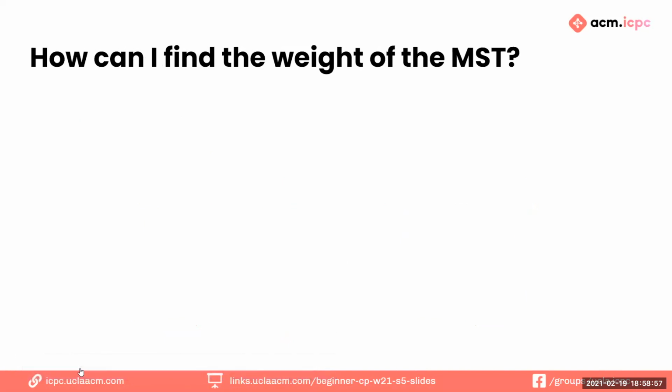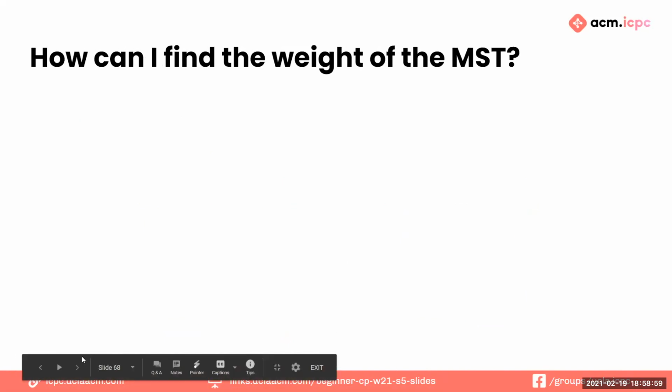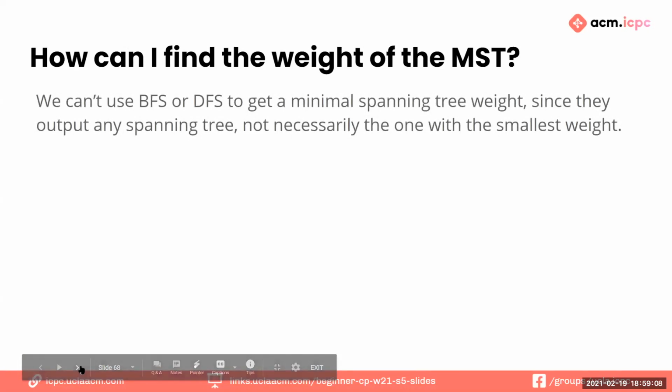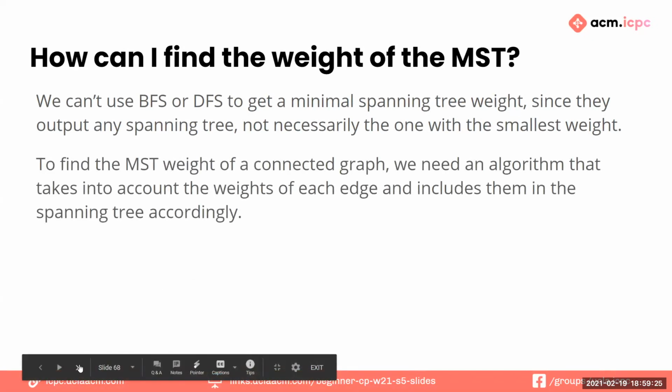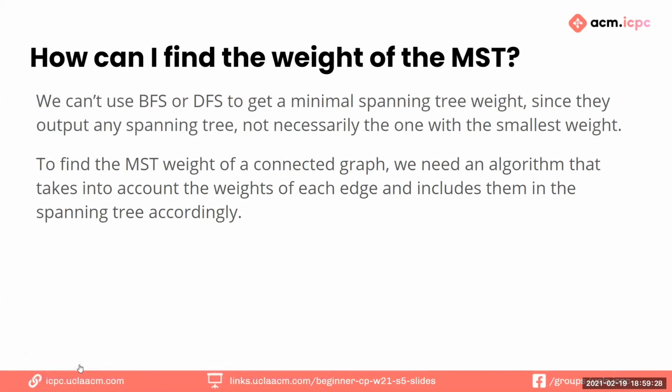So it begs the question, how do we find the weight, or in fact, just find a minimal spanning tree? Well, first we'll start off with just finding the weight. We can't actually use BFS or DFS anymore to get a minimal spanning tree, because BFS and DFS, as we talked about before, usually output for a connected graph just any spanning tree, not necessarily the one with the smallest weight. So if we want to find the minimal spanning tree weight of a connected graph, we're going to need an algorithm that takes into account the weights of each edge and includes them in the spanning tree accordingly.